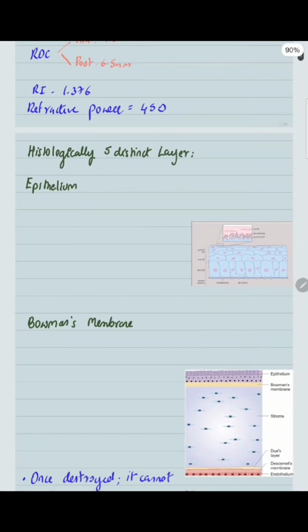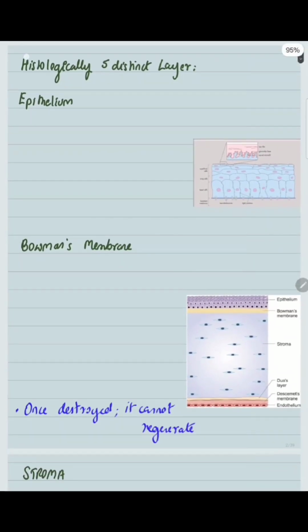Radius of curvature: anterior is 7.8 mm and posterior is 6.5 mm. Refractive index is 1.376, and refractive power is approximately 45 diopters, that is 3/4 of the total refractive power of the eye. Histologically there are 5 distinct layers of the cornea.